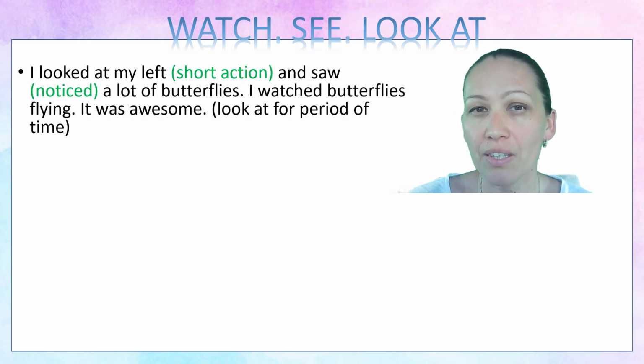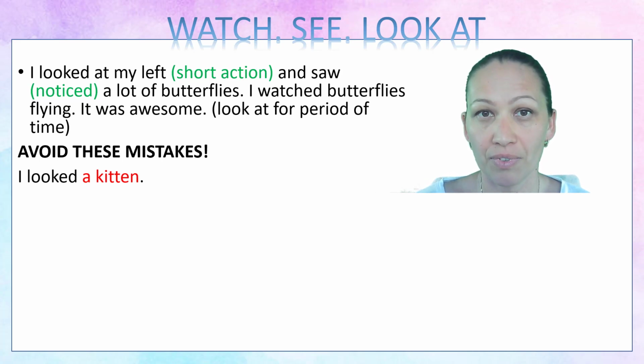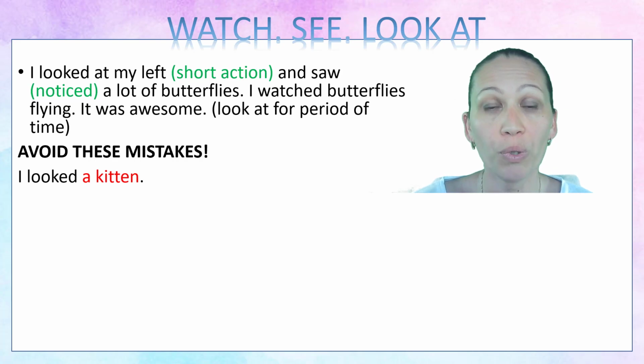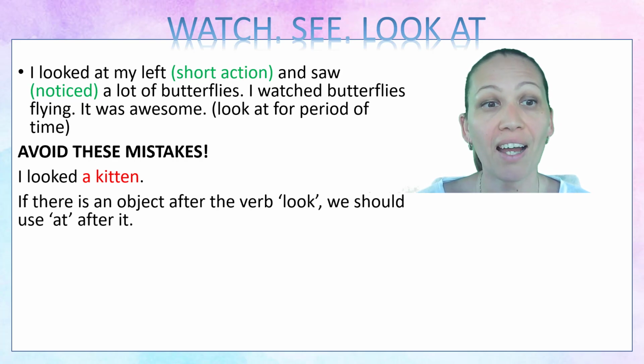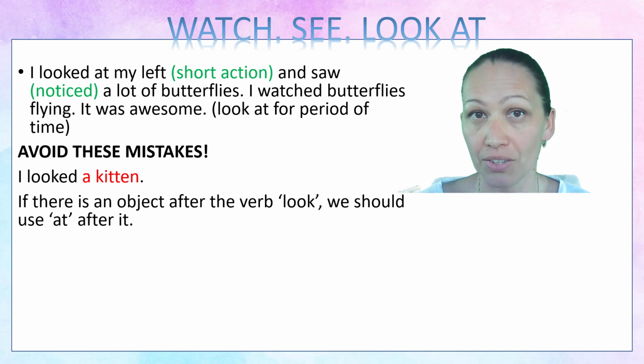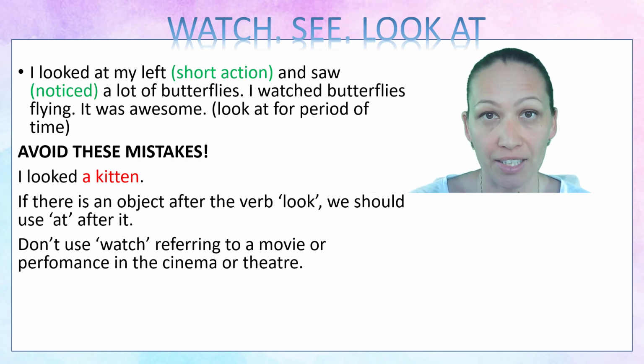When we're using these three verbs, watch, see, or look at, we have to try to avoid the following mistakes. For example, number one, I looked a kitten. As I've said before, when we've got an object after the verb to look, we always have to use the preposition at. So we can't say, I looked a kitten. We have to say, I looked at the kitten.